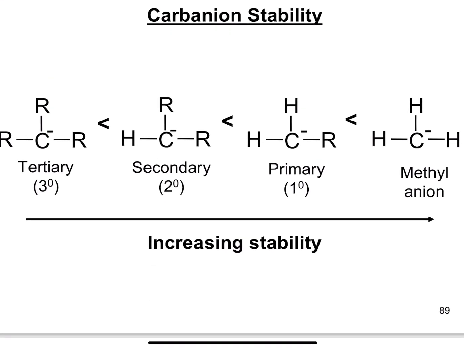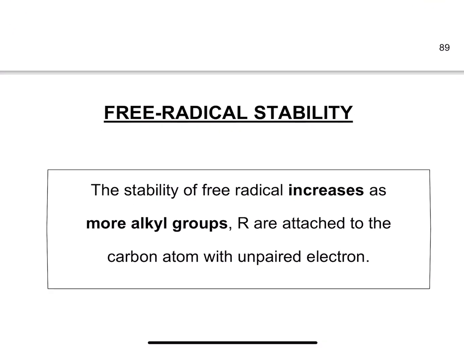I think it's quite clear now. The methyl with no alkyl group is the most stable carbanion. So in this case, this is the most stable. This is the least stable. Kalau dia carbanion, tertiary adalah least stable. Okay, least stable.